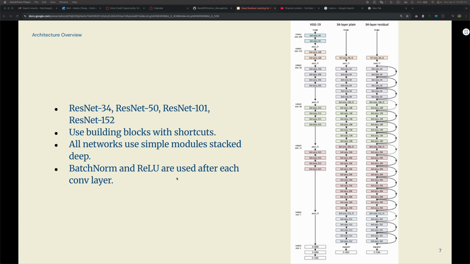The authors scaled this design up to very deep models, including ResNet 34, 50, 101, and even all the way up to 152, which has 152 layers. And because they used the residual design, they could go that deep without training collapse. Each residual block follows a clean, repeatable structure using ReLU and batch norm.